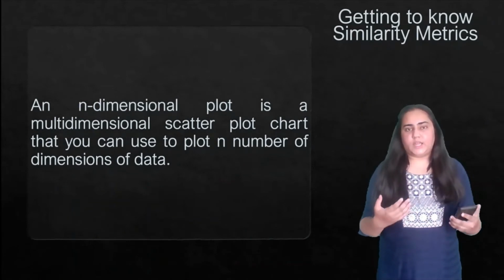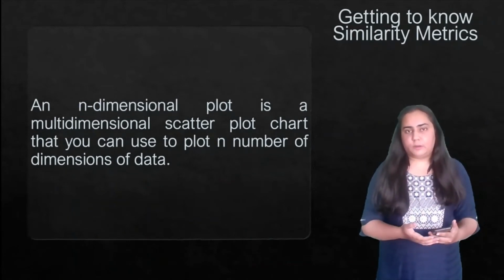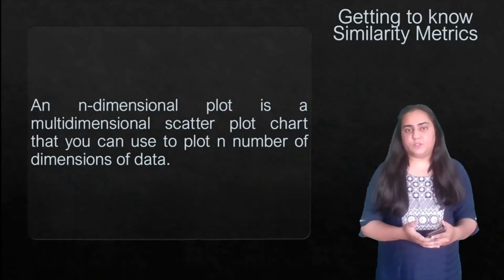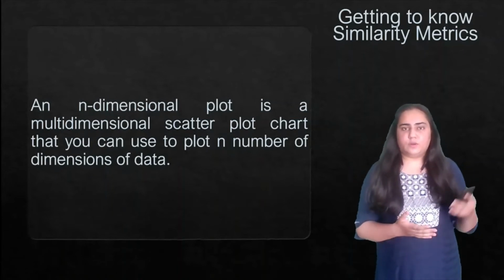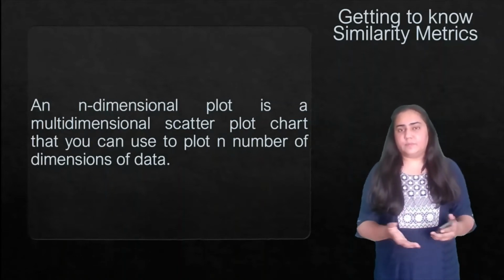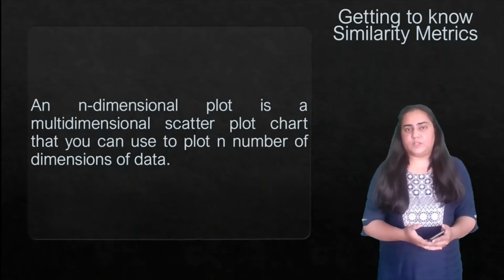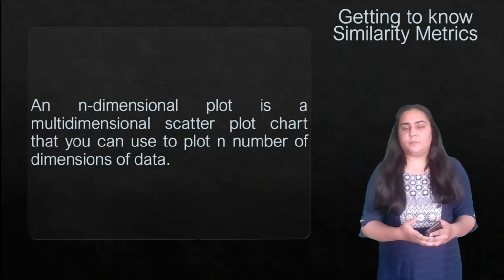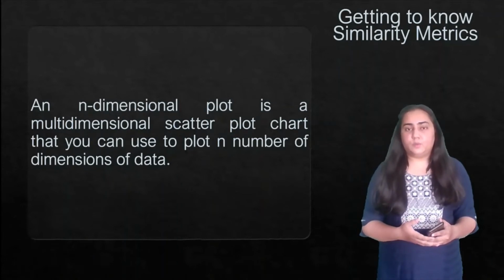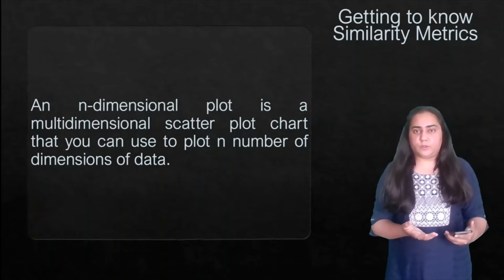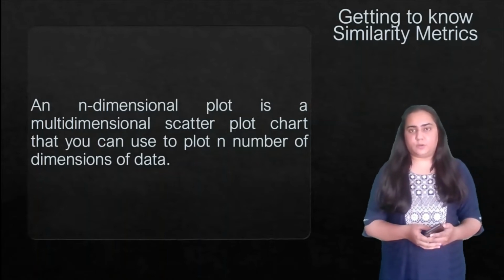Now, what is an n-dimensional plot? An n-dimensional plot is a multidimensional scatter plot chart that you can use to plot n number of dimensions of your data. Usually we only have x and y axis, which is 2D, but obviously your data set could be having more attributes than just 2 attributes, and which is why to plot such data, you would be using an n-dimensional plot to create that scatter plot.